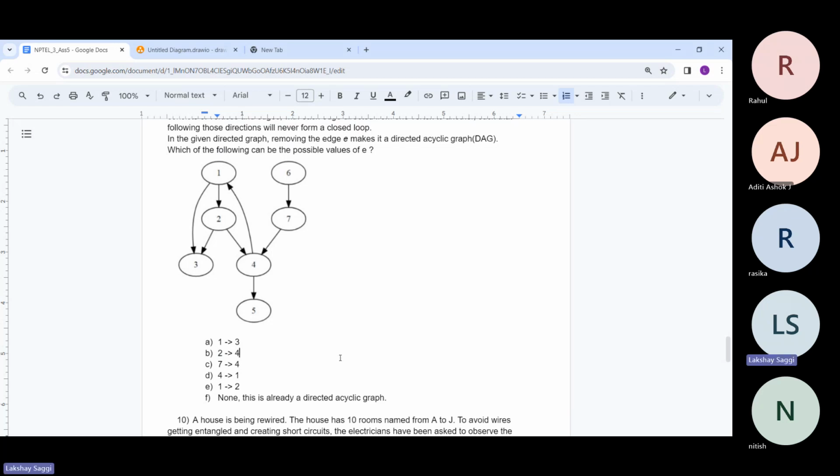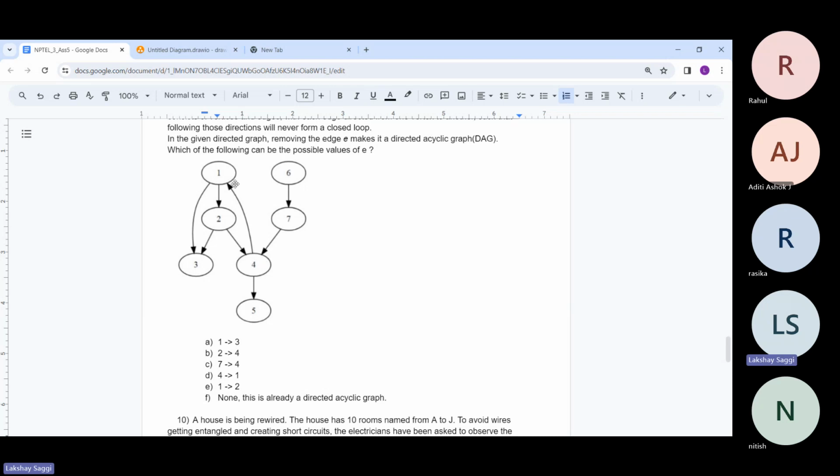Yes, so Rahul is typing in chat that 2 to 4 and 1 to 2 edges can also be removed to make the graph acyclic. So yeah, Rahul, you're correct. Good job. We can see that in this graph there is only one cycle, which is the cycle of 1 to 2, 2 to 4, and then 4 to 1.